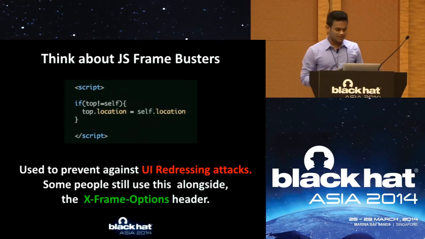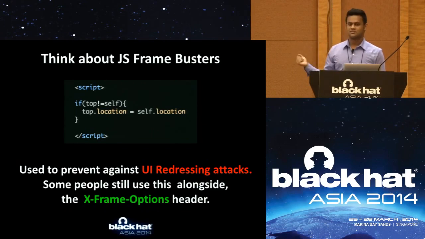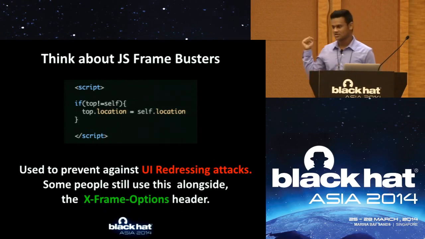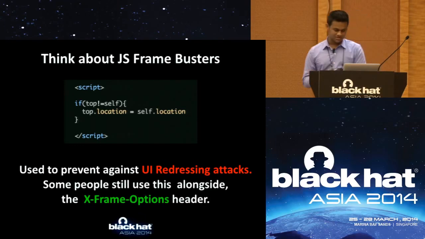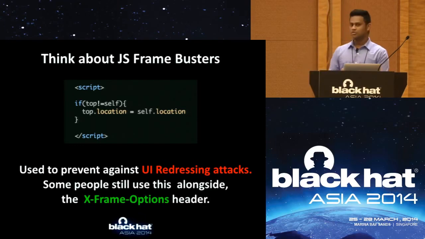Now, this is used to prevent UI redressing attacks, but people bypass it in a lot of ways. They use iframe sandboxing techniques. There's a 204 content technique. I'm not going to talk about that. That itself is funny, but here's something funnier. People still use the better way, which is X-Frame-Options, right? To prevent something from being iframed, you use a response header called X-Frame-Options.